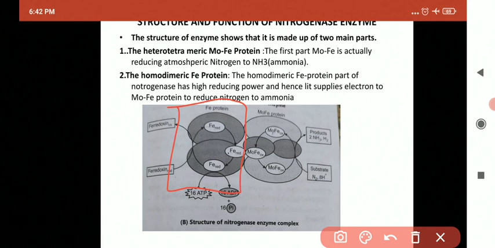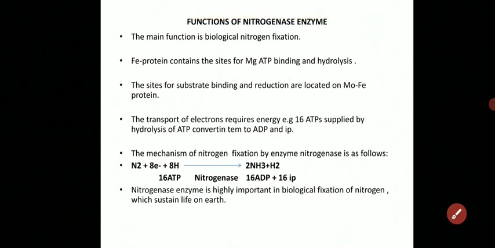This enzyme is found in a phylogenetically diverse group of prokaryotes, ranging from aerobic heterotrophs, aerobic and anaerobic phototrophs to strict anaerobes. Actually, there are different types of this enzyme, but they are biochemically similar, and hence the complete family is referred to as nitrogenase enzyme. Now let's see what are the different functions of nitrogenase enzyme and its components. The main function of nitrogenase enzyme is biological nitrogen fixation.